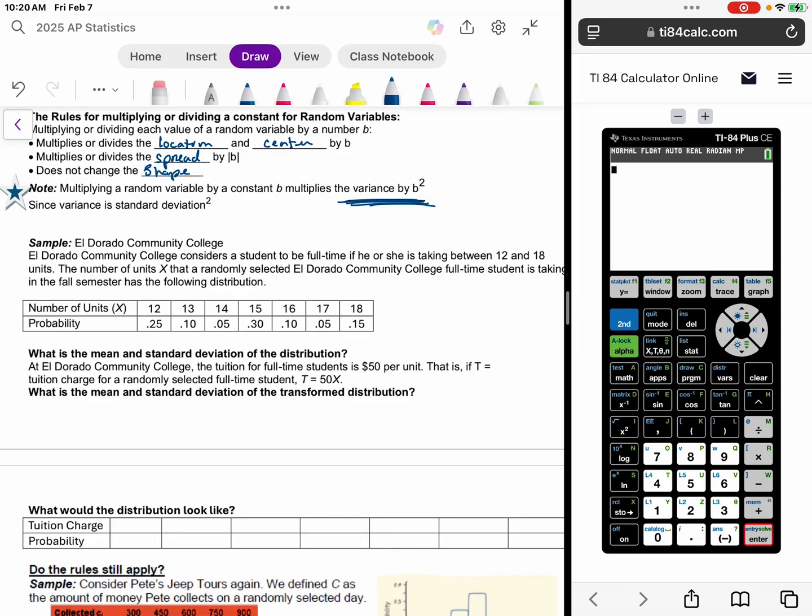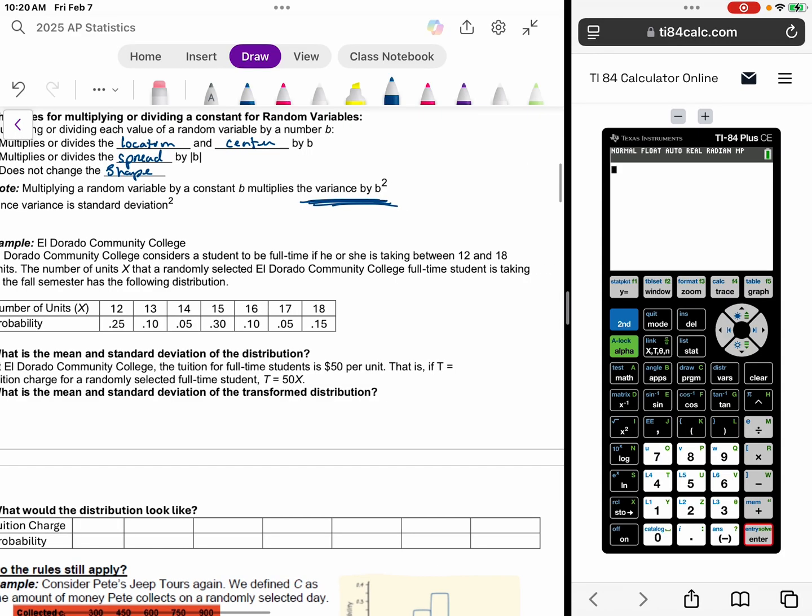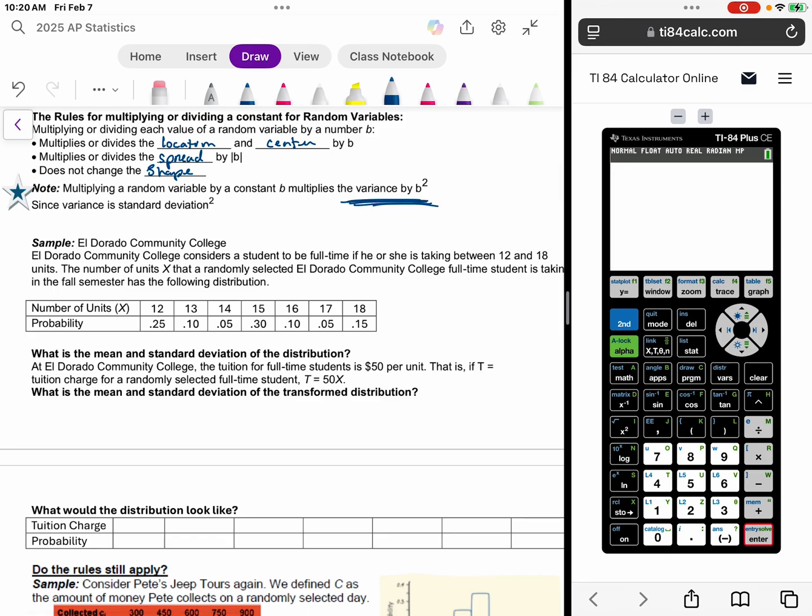The EDCC considers a student to be a full-time student if he or she is taking between 12 and 18 units. The number of units X that a randomly selected El Dorado Community College full-time student is taking in the fall semester follows the following distribution. Great, let's get those into our table so we can manipulate it. So we're going to go L1, the number of units of classes they're taking, and L2 is probability, so let's take our time and get those in there.